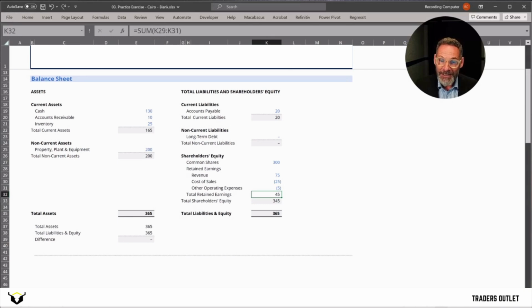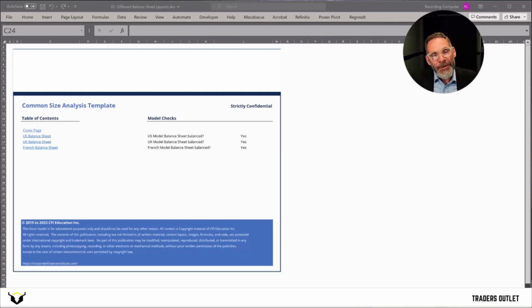Our balance sheet balances, the accounting equation holds, and congratulations, you've entered some more transactions and built a balance sheet from scratch. Now let's explore different layouts of the balance sheet. In different parts of the world, the balance sheet will be laid out slightly differently. The same information is there, but just the layout is different.